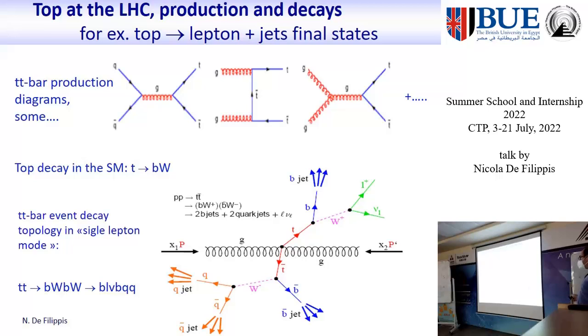In principle, the best way to detect the top is by using final states where you have leptons, because you have less background. So the proton-proton collision is producing many jets. And so you want to discriminate your signal, in this case the t t-bar production, from the background. And the way to do that is to look for leptons, because otherwise you have so much hadronic activity that it's very hard to disentangle the signal from the background.